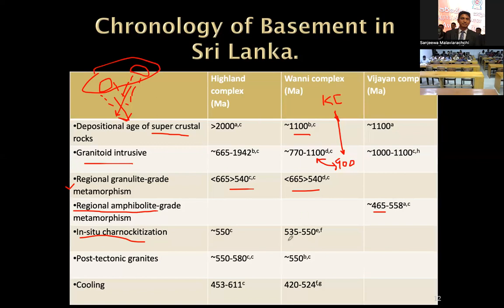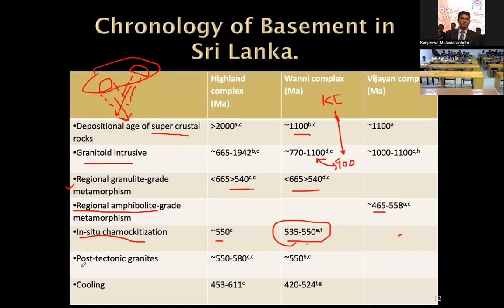Typically, the age for this process is 535 to 550, particularly in the Vanni complex, but in some places in the Highland complex also you can find it, right? Now we have found some very rare locations in the Vijayan complex as well, but predominantly this in situ charnockitization is available in the Vanni complex, and limited localities in the Highland complex. And now we can say very rare localities in the Vijayan complex.